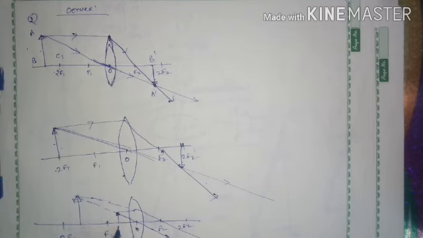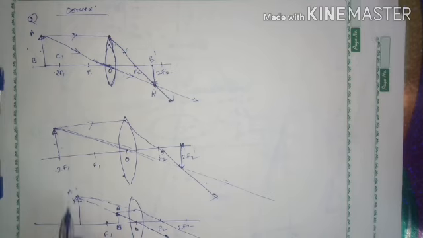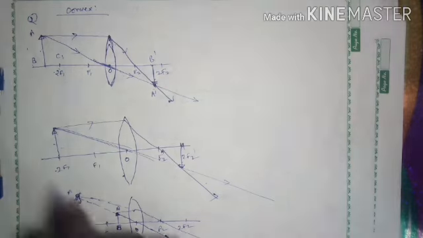So the object is here, A, B, and here A dash, B dash. The image is enlarged and behind the lens, on the object side. So this is the last case. This is called a virtual image, not a real image, because we are extending the refracted lines. So virtual, erect image. This is in the case of convex.